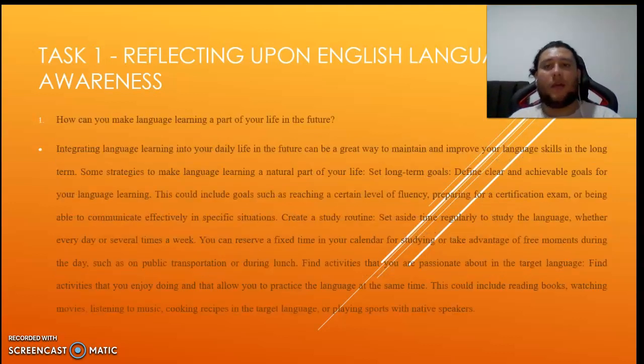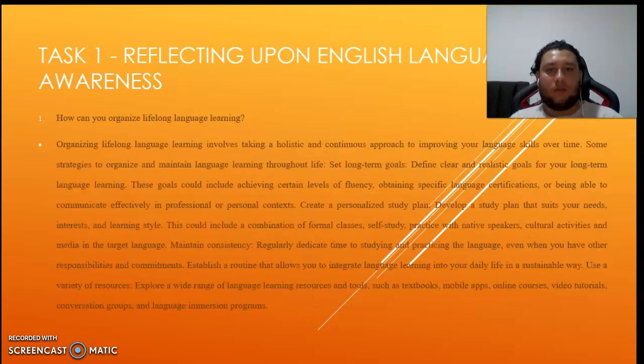How can you make language learning a part of your life in the future? So integrating language learning into your daily life in the future. For example, if you have to do a homework, try to think in English and try to think in English all the time in order to get more vocabulary and increase your level of fluency, your grammar fluency too. How can you organize lifelong language learning?